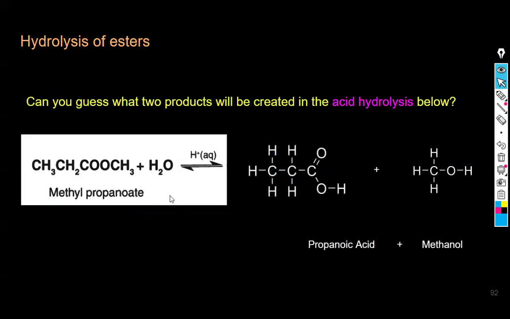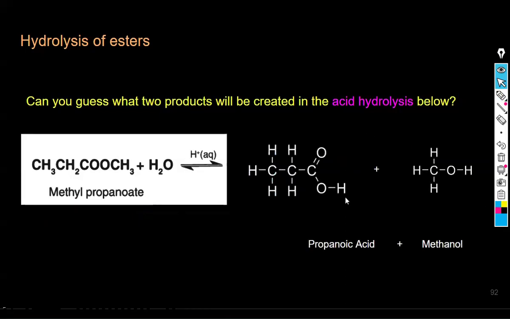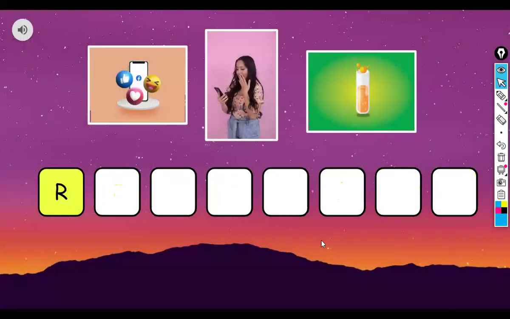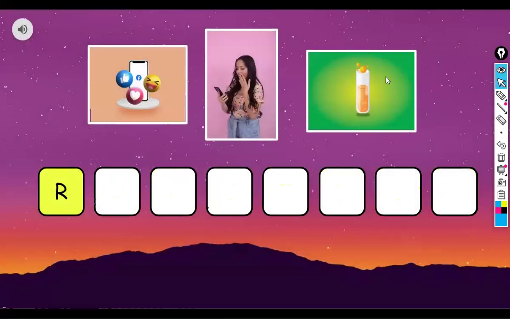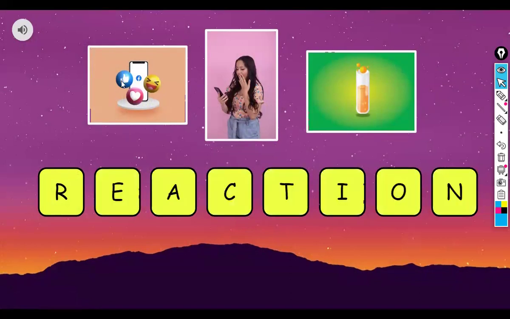I have the answer here in any case, and I drew out the structures. But there was no need to draw it out, but this is what you would have gotten. This one here is a hard one. What do you all think about this one? It's a word that starts with R, and it's 8 letters. It's reaction. Look at all of them. All of them are depicting some sort of reaction. So if you didn't know, now you know.